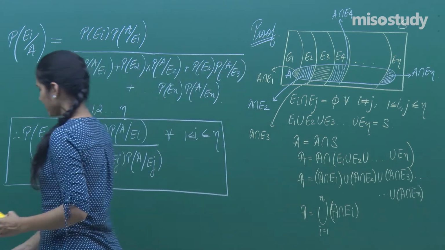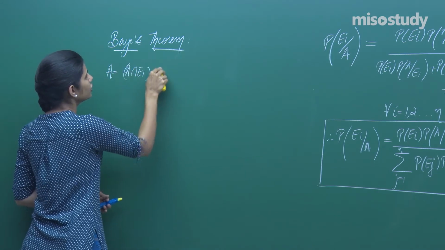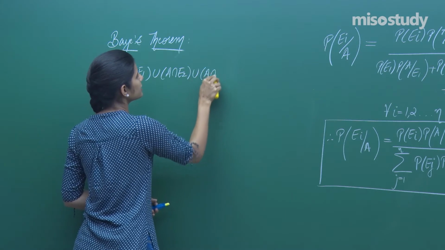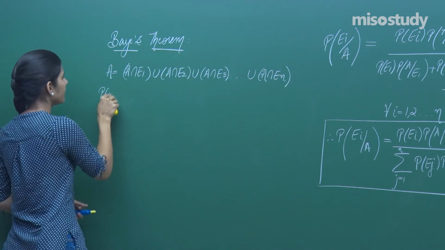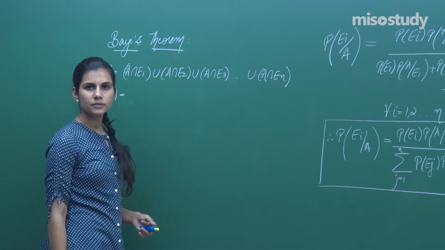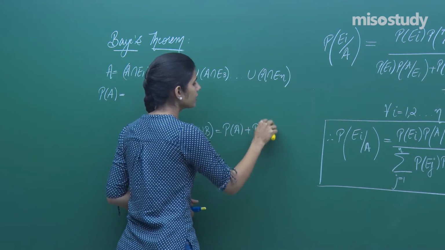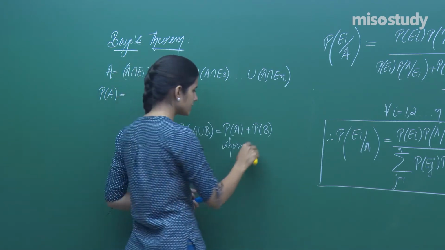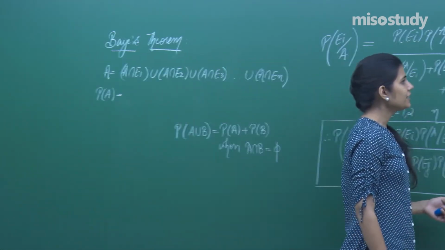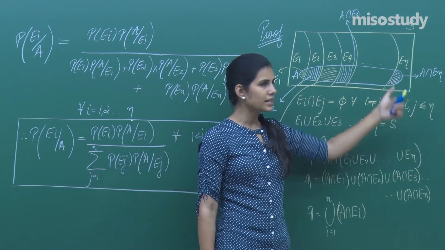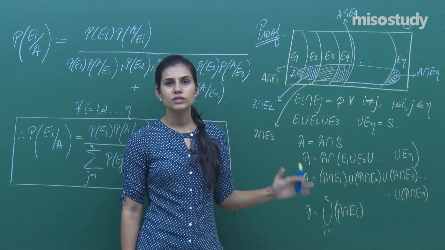Let's rewrite A. A is A intersection E1 union A intersection E2 union A intersection E3 and so on, union A intersection En. Then the probability of A is the probability of this union. Now you know that probability of A union B is probability of A plus probability of B when they are mutually exclusive events. Here these are finitely many events given to you. A intersection E1, A intersection E2, up to A intersection En are all subsets of the sample space which have absolutely nothing in common. They are mutually exclusive events for sure.